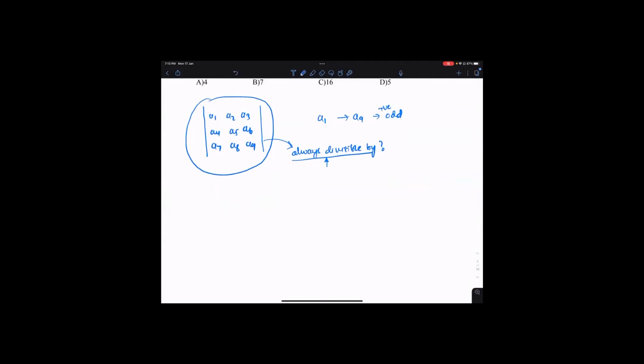Now, if I do the row operation R1 as R1 minus R2, what will I get? Basically, I am doing A1 minus A4, A2 minus A5, A3 minus A6. And then I will also do R2 as R2 minus R3. Then this will become A4 minus A7, A5 minus A8, A6 minus A9. Then it is A7, A8, A9. I will tell you there is a reason why I am doing this.